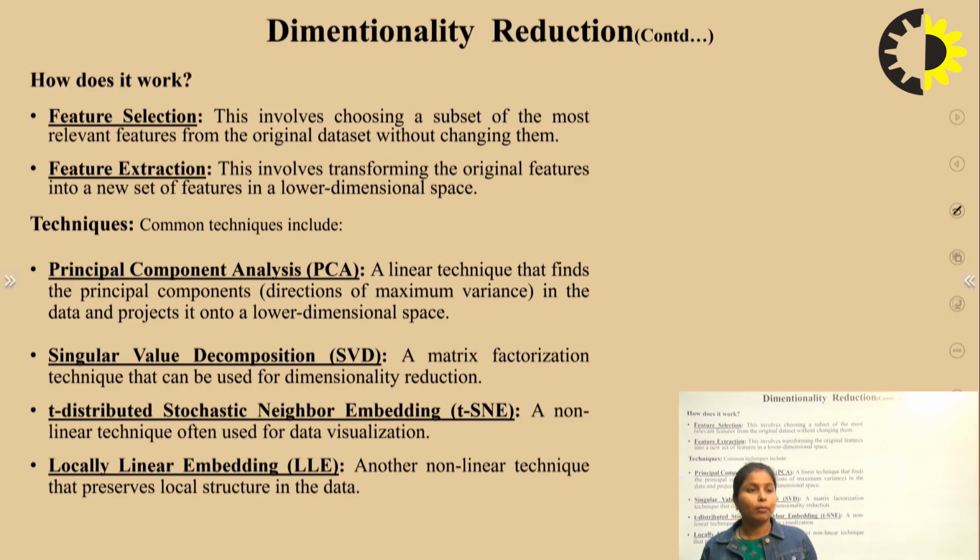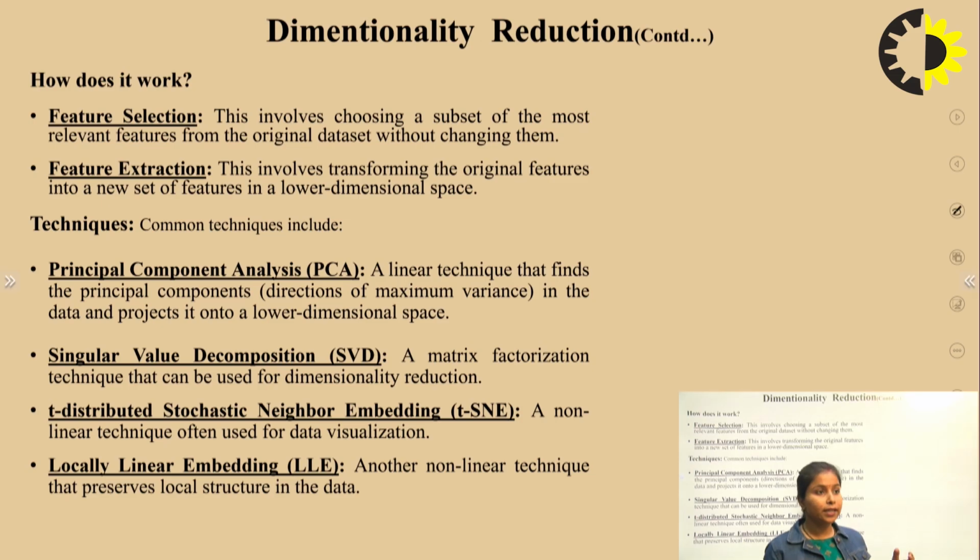Some common techniques used for dimensionality reduction are PCA, singular value decomposition, t-distributed stochastic neighbor embedding, and locally linear embedding. Principal component analysis is used for converting high dimensional data to low dimensional data, with the help of the Euclidean distance formula: square root of (x2 minus x1) whole square plus (y2 minus y1) whole square.